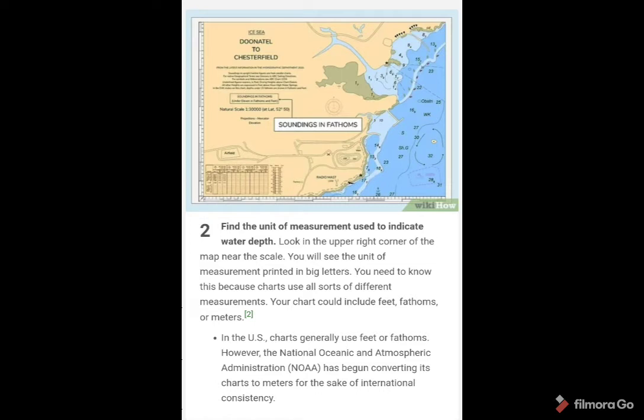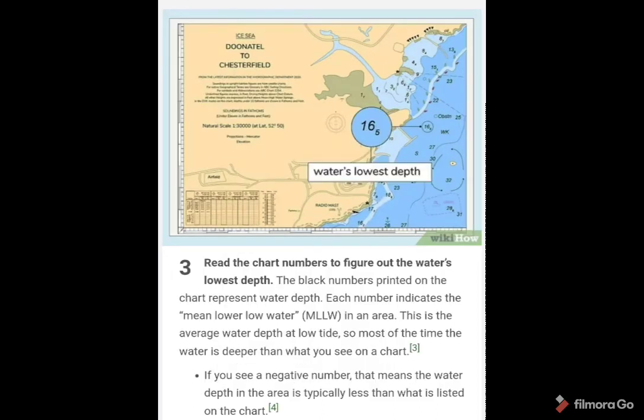Second, find the unit of measurement used to indicate water depth. Look in the upper right corner of the map near the scale. You will see the unit of measurement printed in big letters. You need to know this because charts use all different measurements. Your chart may include feet, fathoms, or meters.